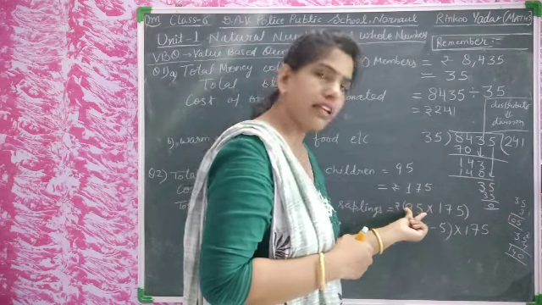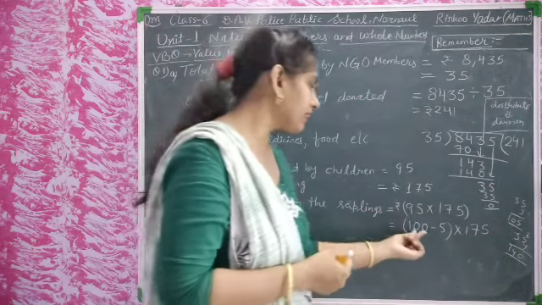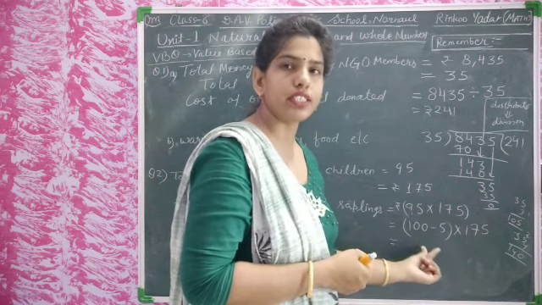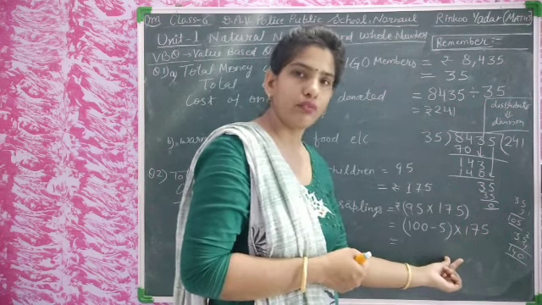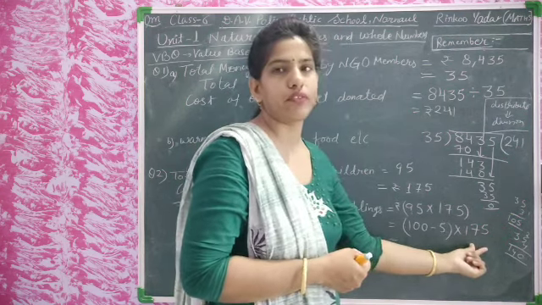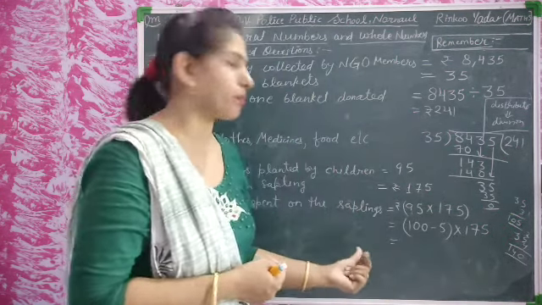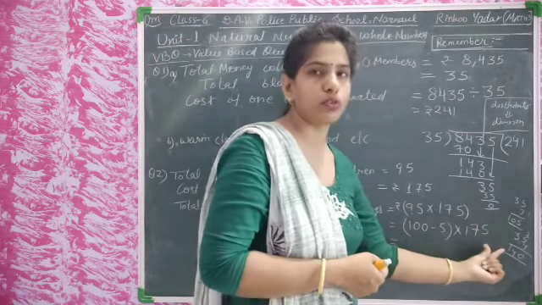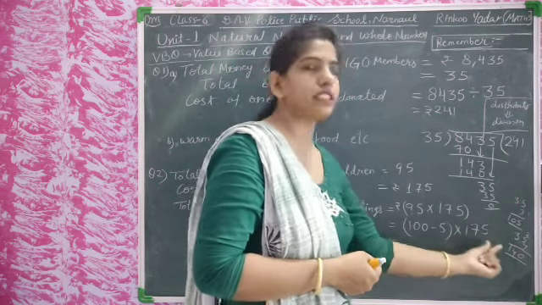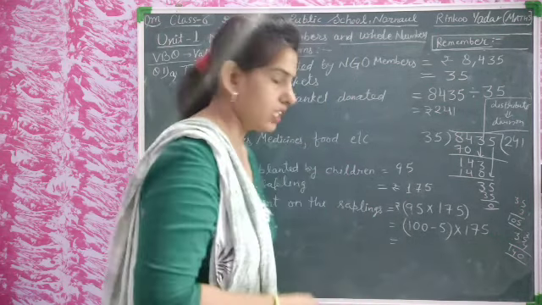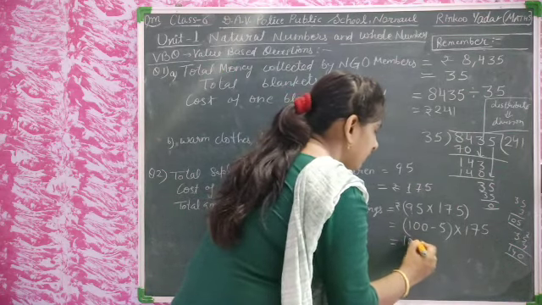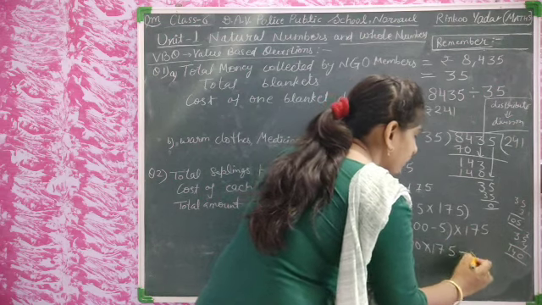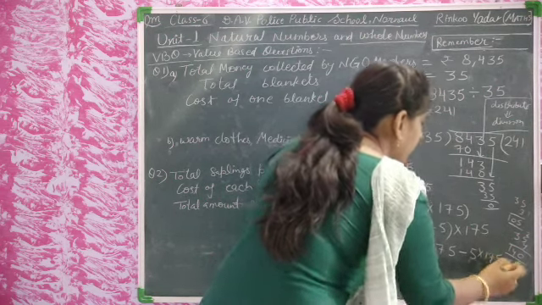So students, 95 we can write as 100 minus 5. Yes, 95 is written as 100 minus 5, into 175. Now we multiply by the distributive property, and the distributive property says that first we multiply the first number by that number, and then the next number is multiplied by that number. So write it as 100 into 175 minus 5 into 175.